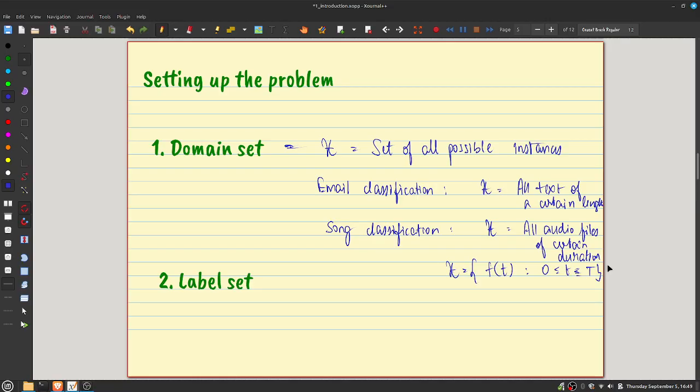Again, the point, I'm trying to introduce some subtle points over here. In general, you may not know exactly what the domain set is. For example, let's look at all possible songs. Which one? This one? So the way I've written it over here, it's a set of all functions that operate on the interval from 0 to T. So all possible audio files or all possible audio of duration equal to capital T.